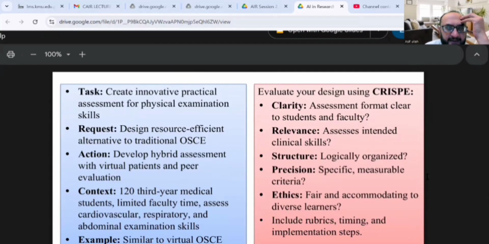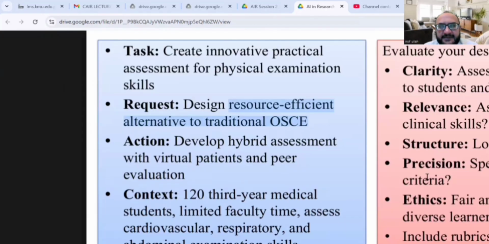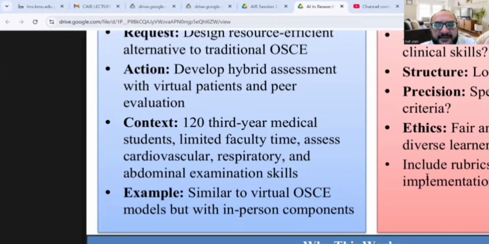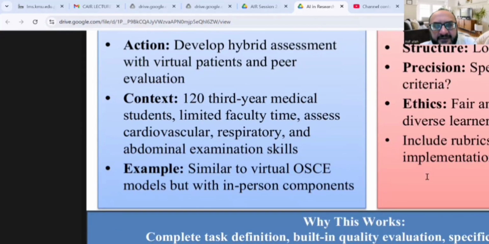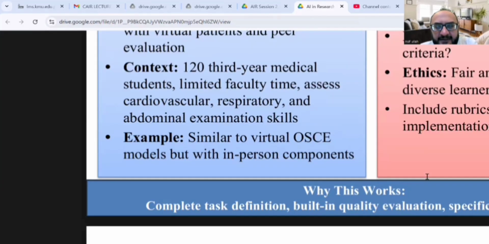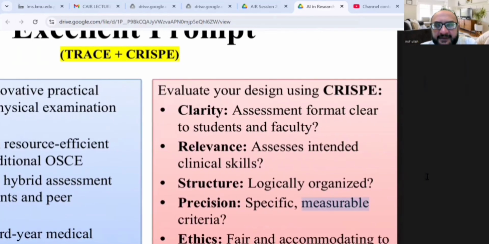TRACE. Task: create an innovative practical assessment for physical examination skills. Request: design a resource-efficient alternative to the traditional OSCE. Action: develop a hybrid assessment with a virtual patient and peer evaluation. Context: 120 third-year medical students, limited faculty time. Assess cardiovascular, respiratory, and abdominal examination skills. Example: similar to virtual OSCE models but with inpatient components. This is the TRACE prompt, and the CRISP is for evaluating your design.